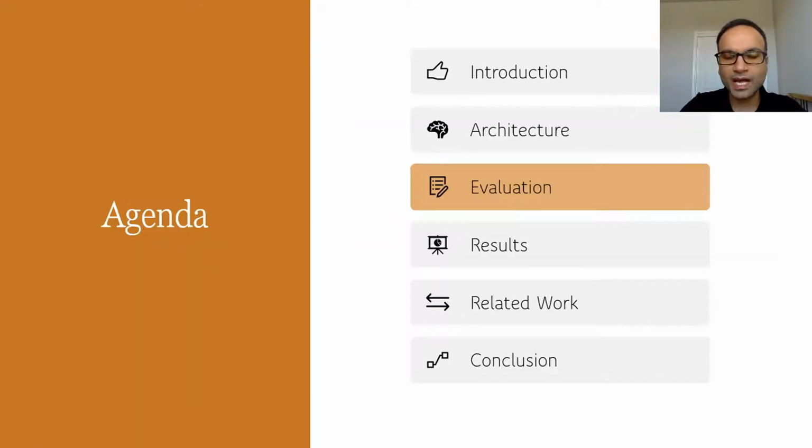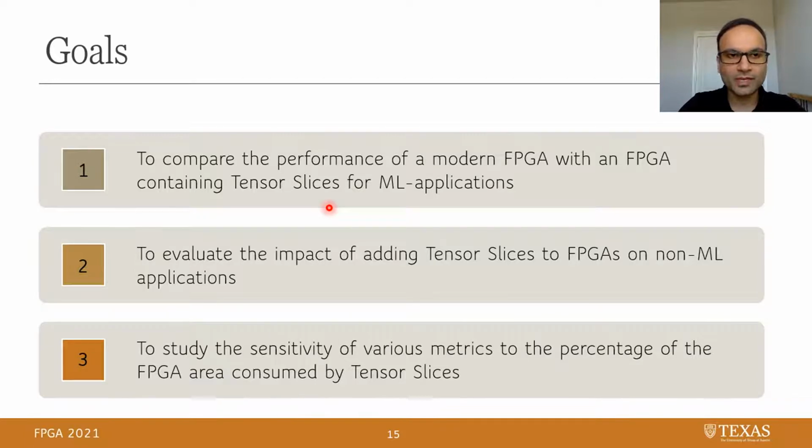Let's now look at how we evaluated our architecture. The goals of evaluation were threefold. First, to compare the performance of a modern FPGA with an FPGA containing tensor slices for ML applications. Secondly, to evaluate the impact of adding tensor slices to FPGAs for non-ML applications. And third, to study the sensitivity of various metrics to the percentage of FPGA area consumed by tensor slices.